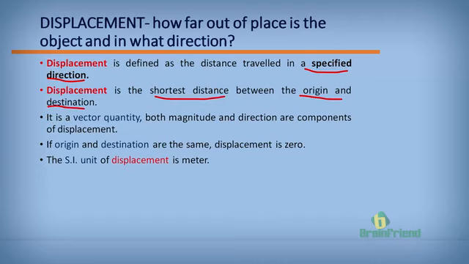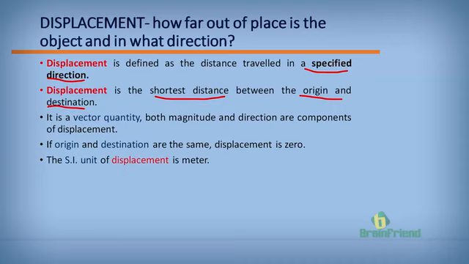Displacement is concerned with your initial and final positions. If you got to your final position without branching, it doesn't care. If you got there with branching, it still doesn't care. All it wants to know is that you have an initial position and then you got to a final position. It's a vector quantity because both magnitude and direction are components of displacement.